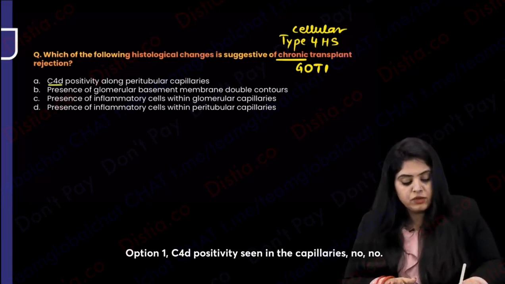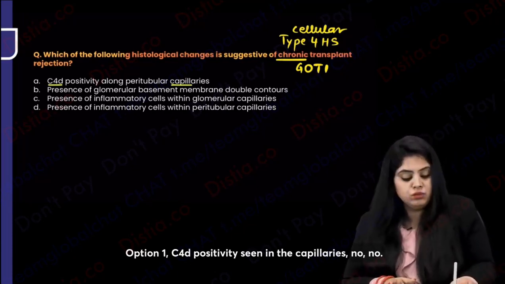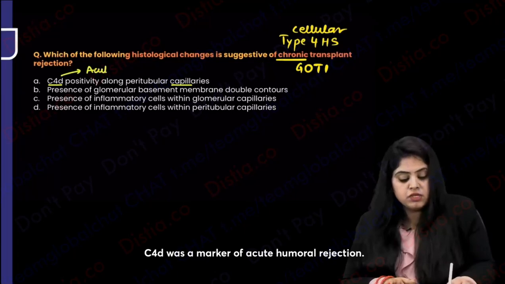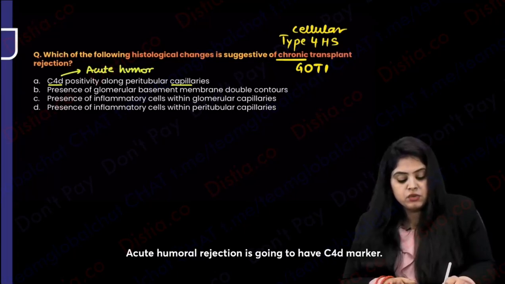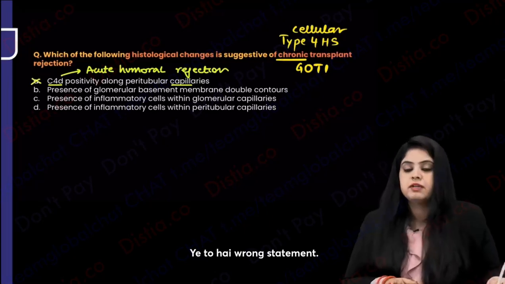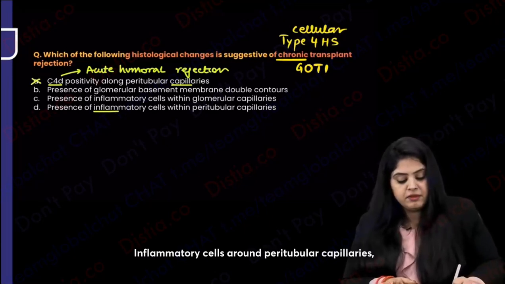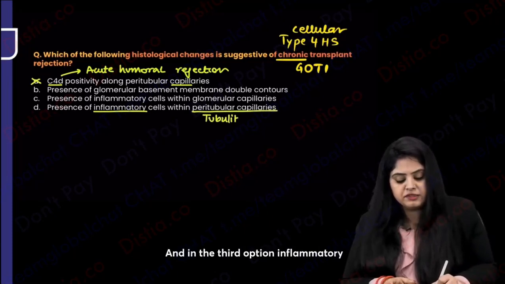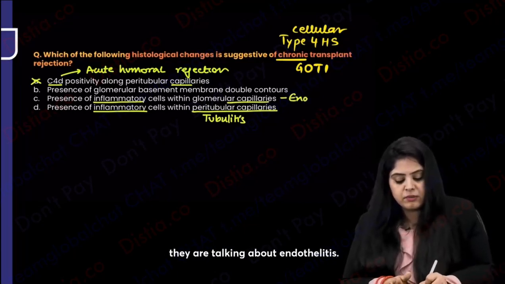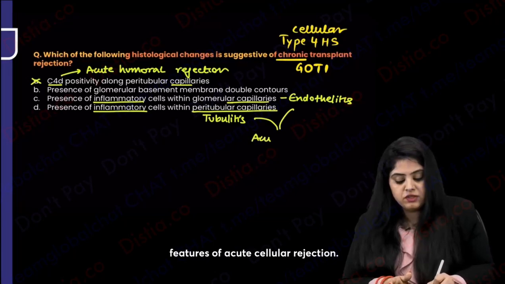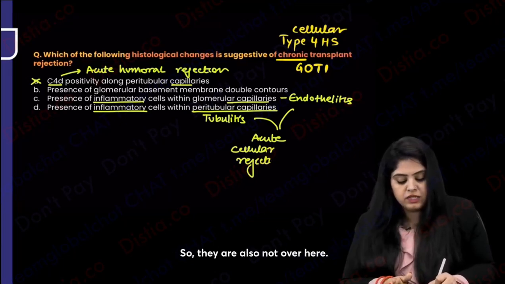Option 1: C4D positivity is seen in the capillaries? No. C4D was a marker of acute humoral rejection. So this is a wrong statement. Look at the last one: inflammatory cells around peritubular capillaries, basically they're talking about tubulitis. And in the third option, inflammatory cells in the glomerular capillaries, they are talking about endothelitis. Endothelitis and tubulitis were features of acute cellular rejection. So they are also not over here.